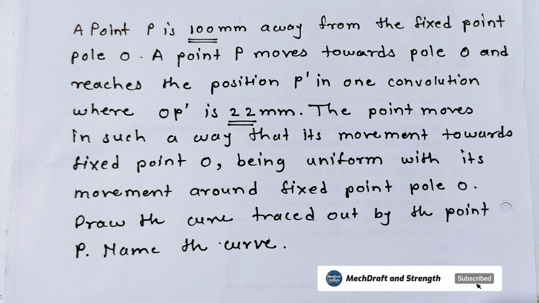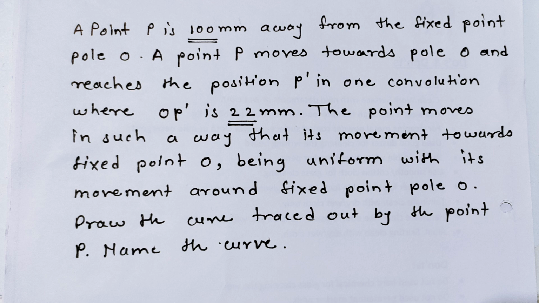So here in the question two dimensions are given. A point P is 100 mm away from the fixed point, meaning our straight line is 100 mm and the pole O is fixed, and OP dash is 22 mm, that is, one convolution is given. So from these two dimensions we can easily construct the Archimedean spiral. So let's see the actual construction.